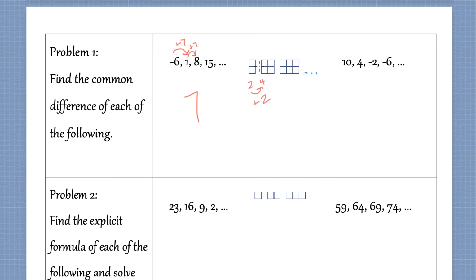And you see this one has 4 blocks, and if the common difference is 2, we would add 2 to 4, which would be 6. So this next one over here should have 6, and it does. So that tells us that our common difference is 2.